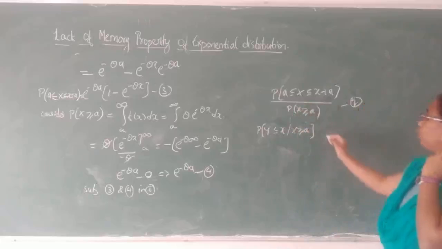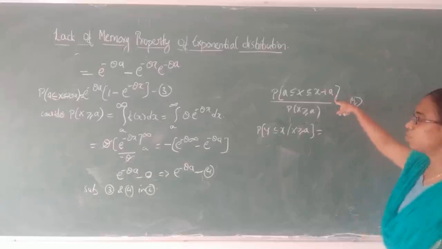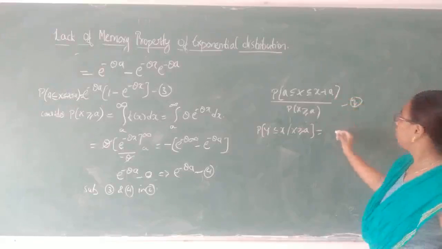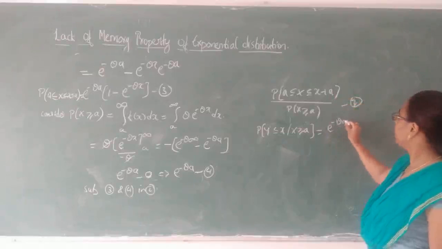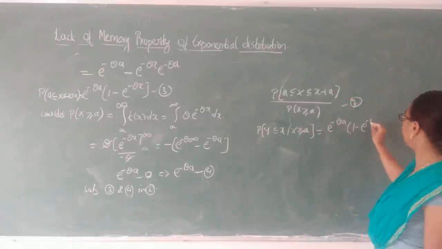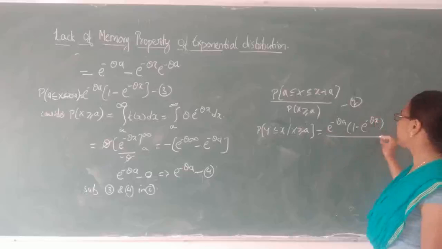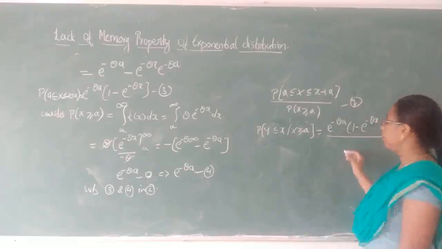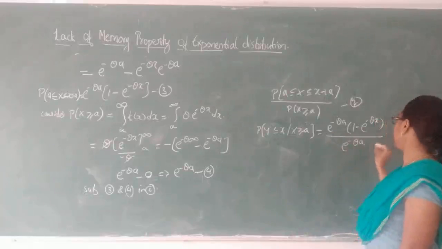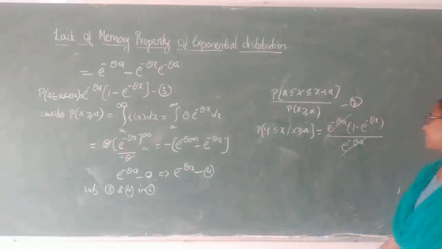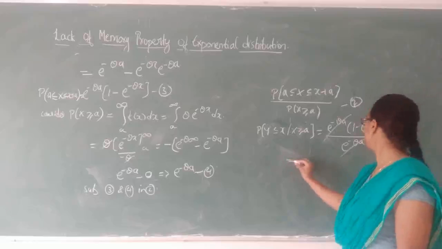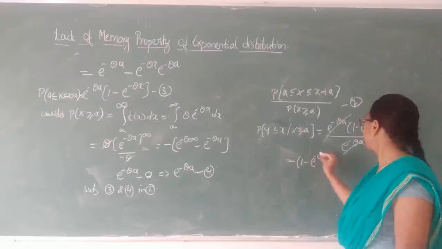Yes, this value equals, substitute the values. What is the numerator value? Numerator value is e power minus theta a into 1 minus e power minus theta x, divided by denominator value e power minus theta a. So these two values get cancelled. So this value is equal to 1 minus e power minus theta x.